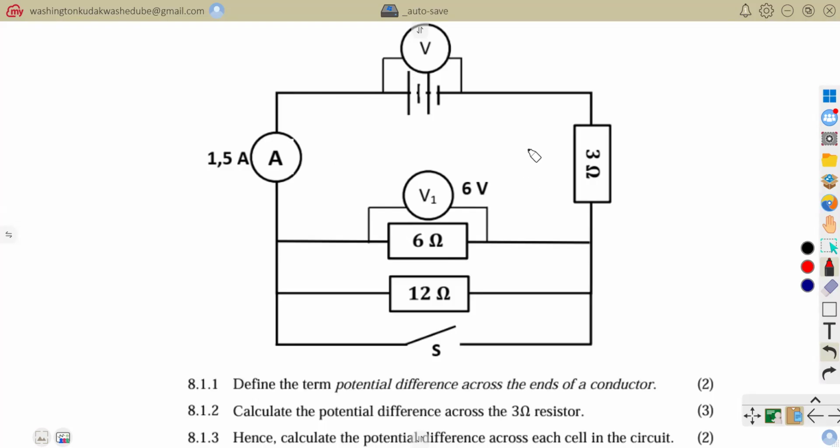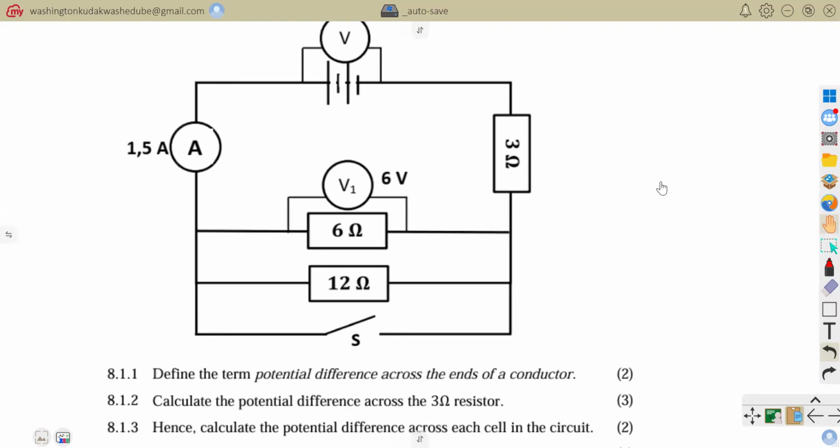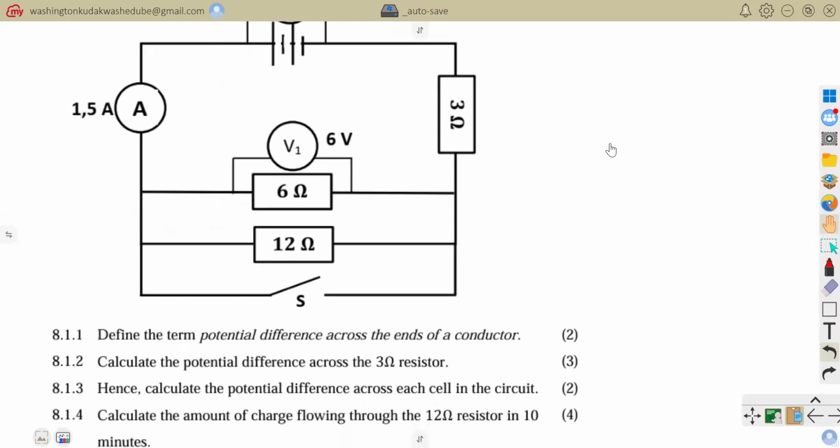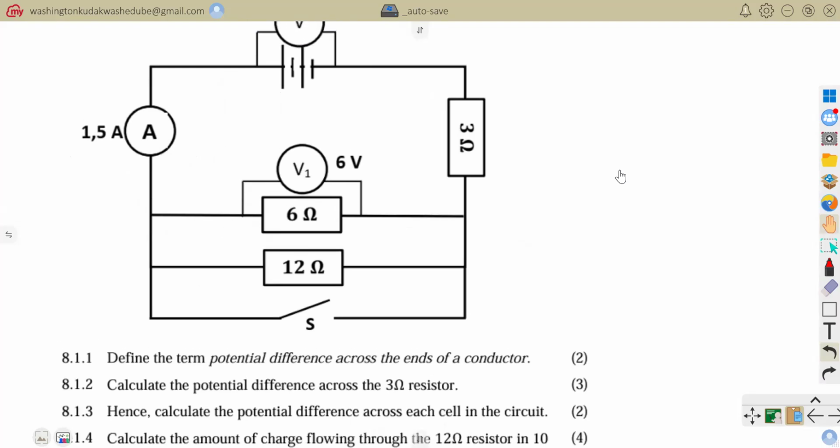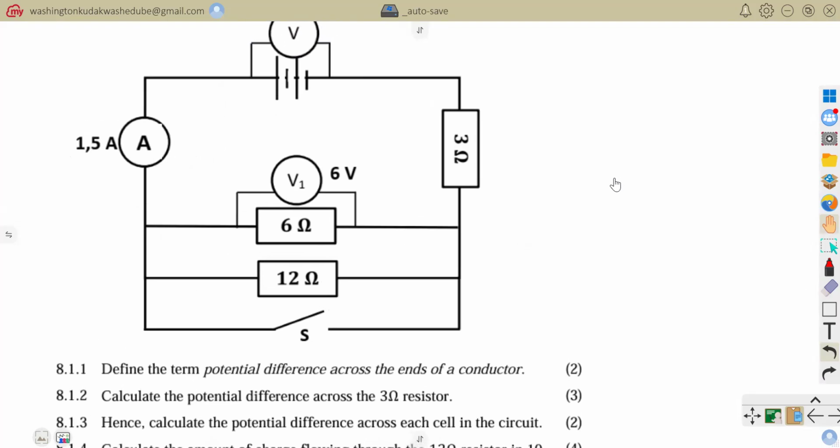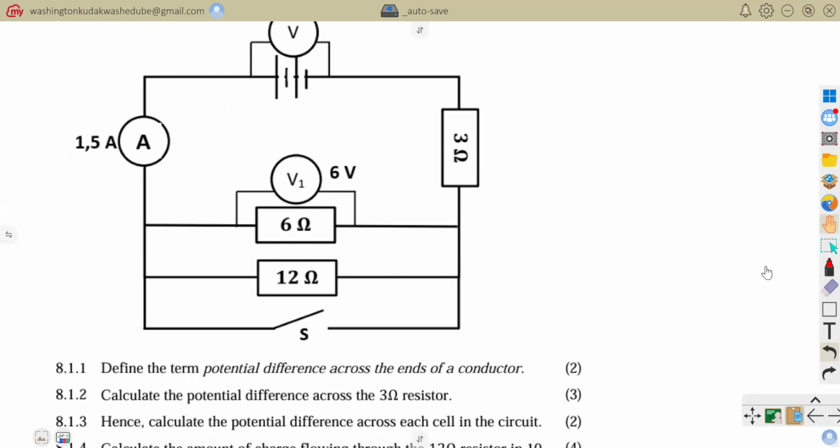Everything has been given in this diagram, and thereafter, they are saying define the term potential difference across the ends of a conductor. So I would want us to define what potential difference is. So we are going to use this space.